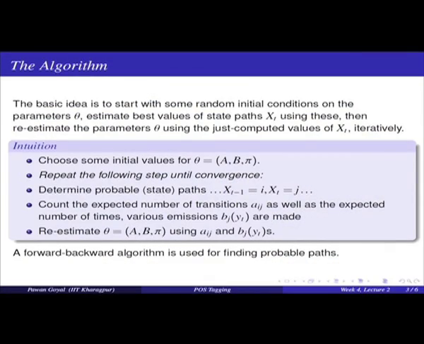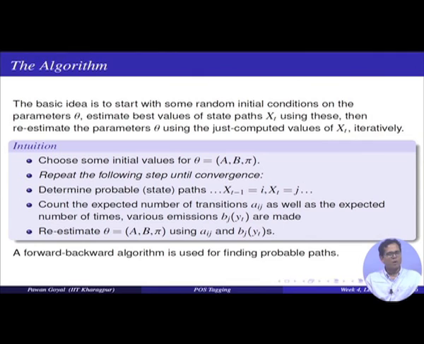So what are we doing here? I am starting by choosing some initial values of the parameters A, B and pi. Then I have to repeat the following steps until convergence. Firstly, determine the probable paths. At the (t-1)th point I see state i, at the tth point I see state j, and so on. What is the probability of various state paths?